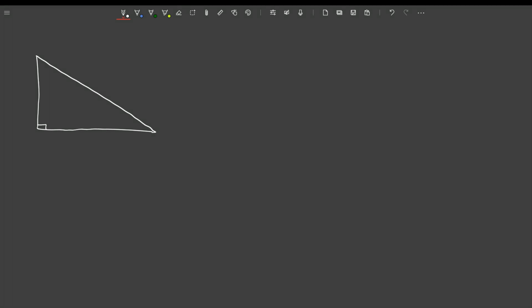If I give you only one side of a right triangle, can you find the two missing sides? The only information that you have is all the sides of the right triangle are integers.